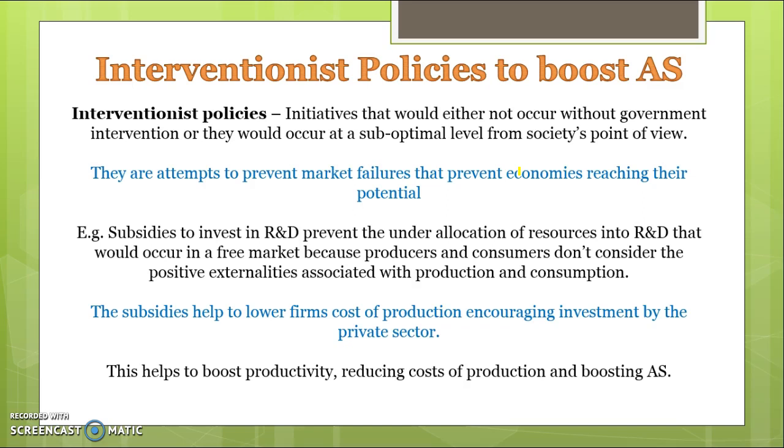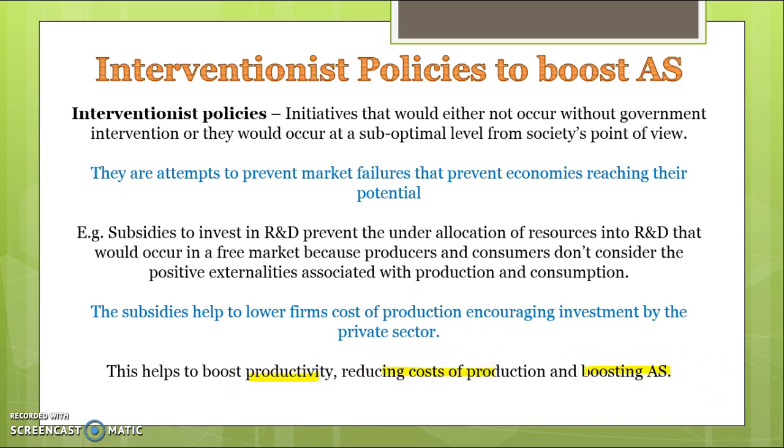So, for example, an interventionist policy, the government actually physically doing something, is a subsidy. The subsidies are given for research and development, and that prevents us from under-allocating resources to research and development because, as you know, producers and consumers don't consider the positive externalities or the third-party benefits of production and consumption. So the key thing is with research and development, we provide the subsidies, which then allows us to produce at the optimal level. Subsidies lower firms' costs of production and they encourage investment by the private sector, and that helps to boost productivity, reduce costs of production, and boost aggregate supply.